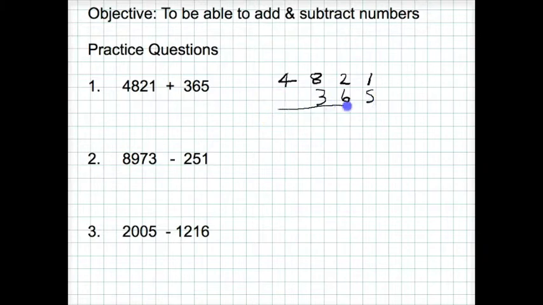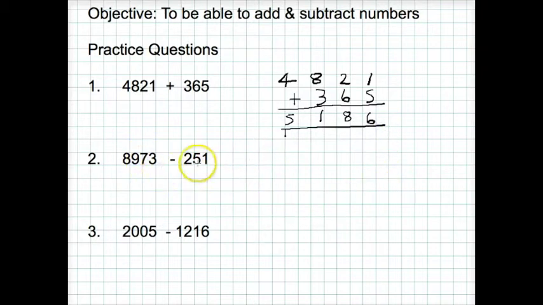So we've got 3, 6, and 5. Now, I'm going to add these two together. Then it's just a case of 5 add 1 gives me 6, 6 add 2 gives me 8, 8 add 3 gives me 11. We write the units down and carry the 10, and then 4 add the 1 gives me my answer of 5.